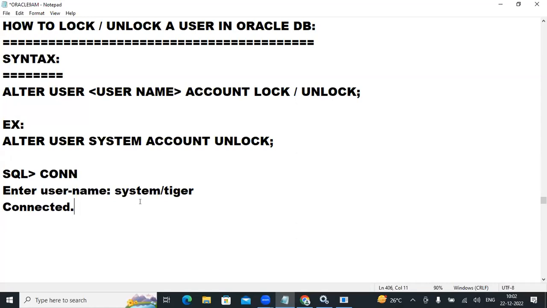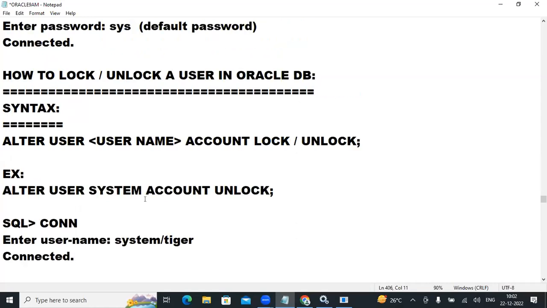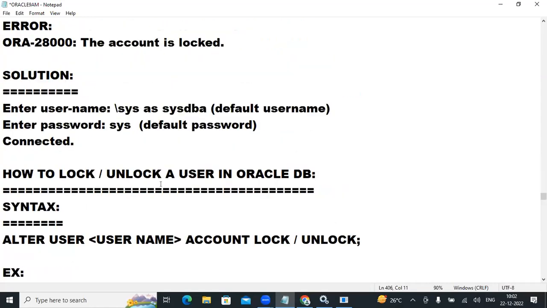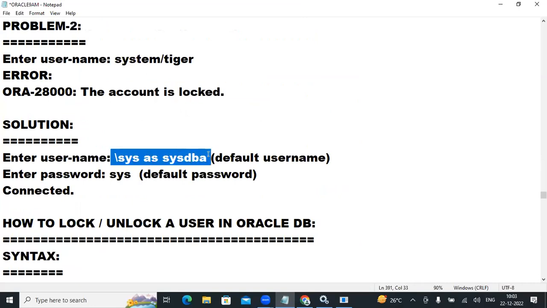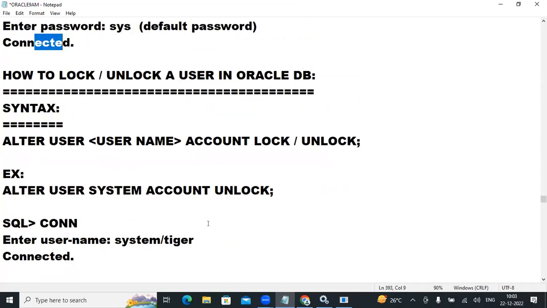Okay, right. This is the second problem and solution. And some people have a doubt. Sir, your system account is locked, and for the lock and unlock purpose, I'm taking help from the system administrator. Through the system administrator I connected and made it unlock. That's okay, the problem is solved.